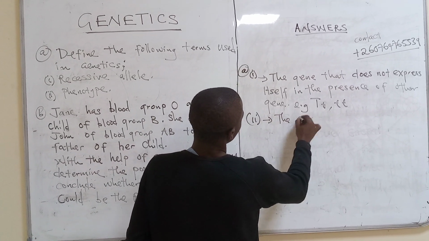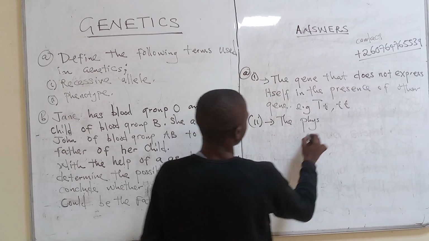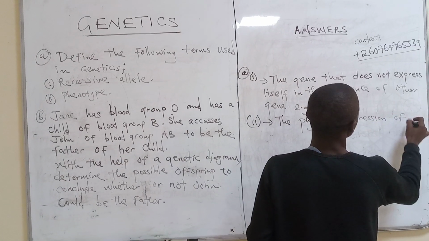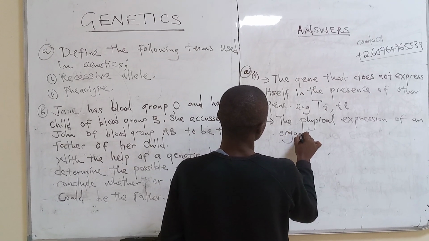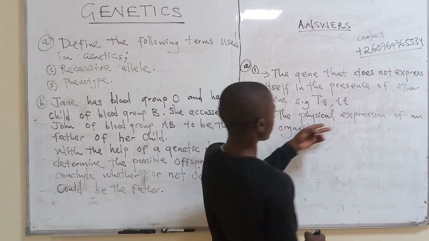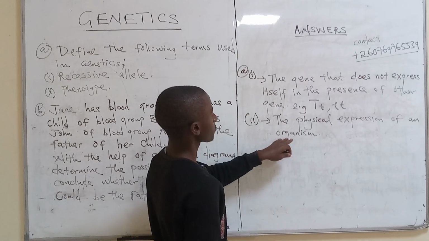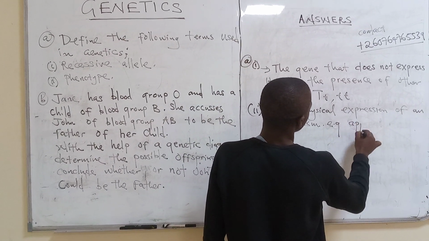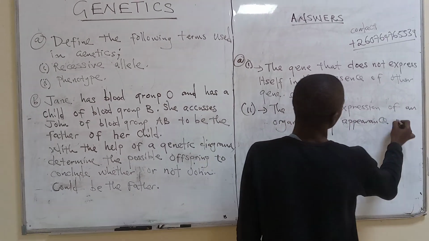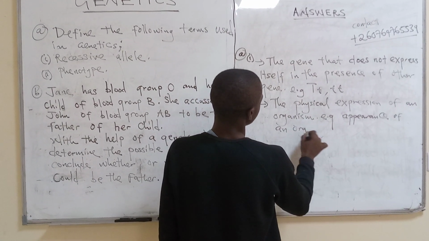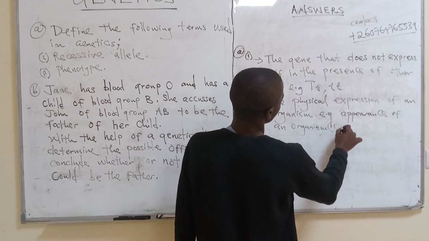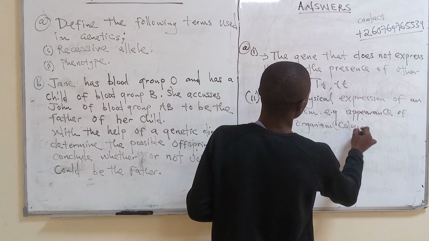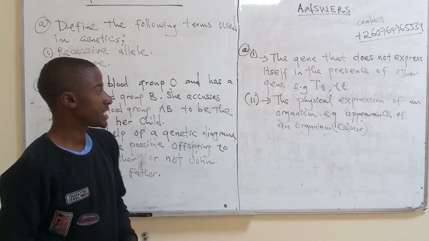So number 2. The physical expression of an organism, that is what we call the phenotype. For example, we can talk about the color, the appearance of an organism in form of color. So what you are able to see in an organism is what we call the phenotype.